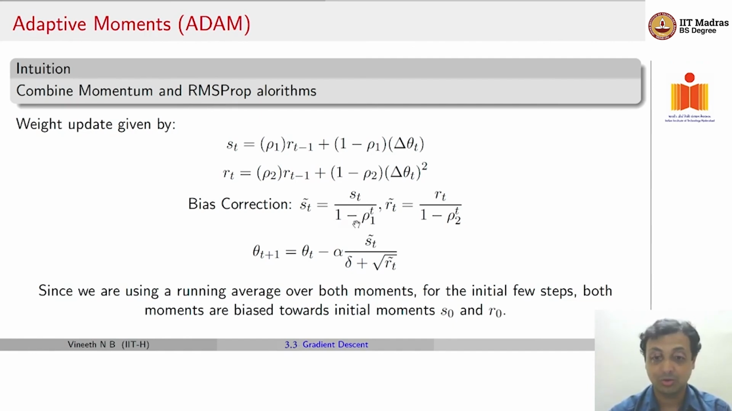Actually, this is not the quantity in the denominator. The rho 1 power t will keep reducing to 0, and 1 minus rho 1 power t will get closer to 1 over the iterations, which means after a few iterations, S_t tilde will become S_t, R_t tilde will become R_t. So the step of bias correction was only to handle the initial epochs where the gradient may not have a significant impact.